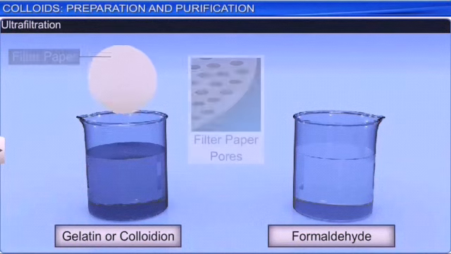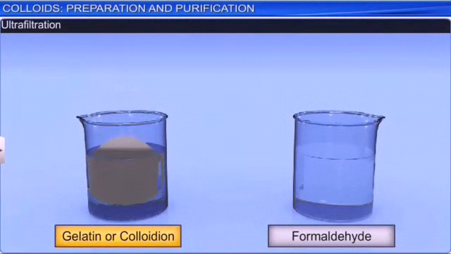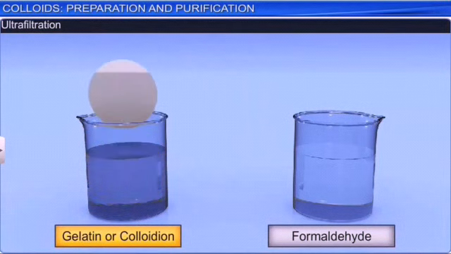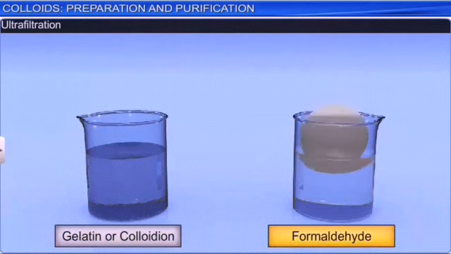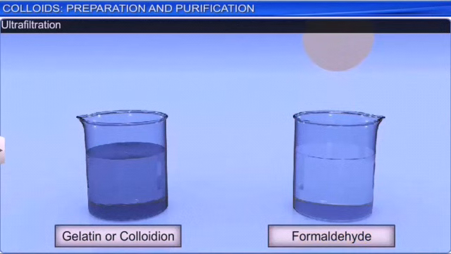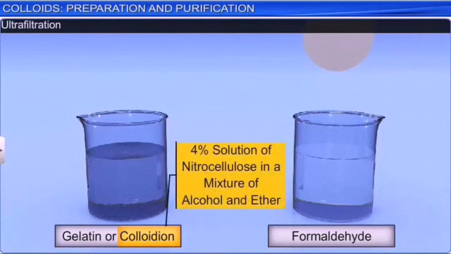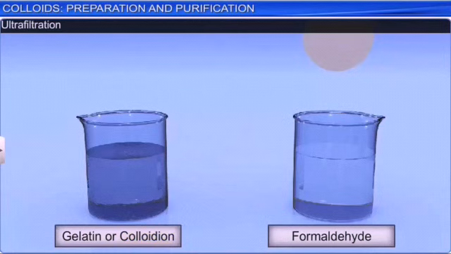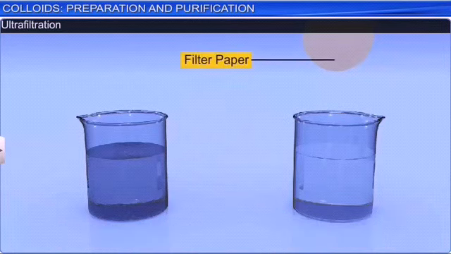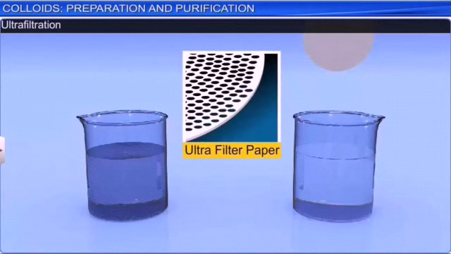Then what is collodion? Collodion is a 4% solution of nitrocellulose in a mixture of alcohol and ether. The filter paper thus formed is called an ultrafilter and prevents the colloidal particles from passing through it. So that's all about the purification methods of colloidal solution.